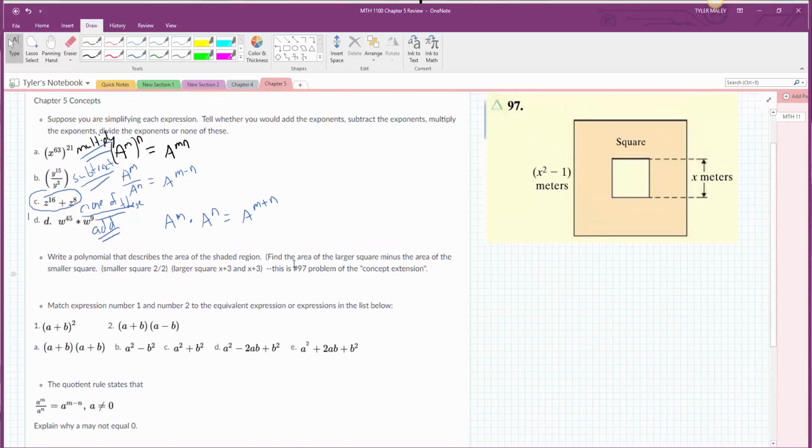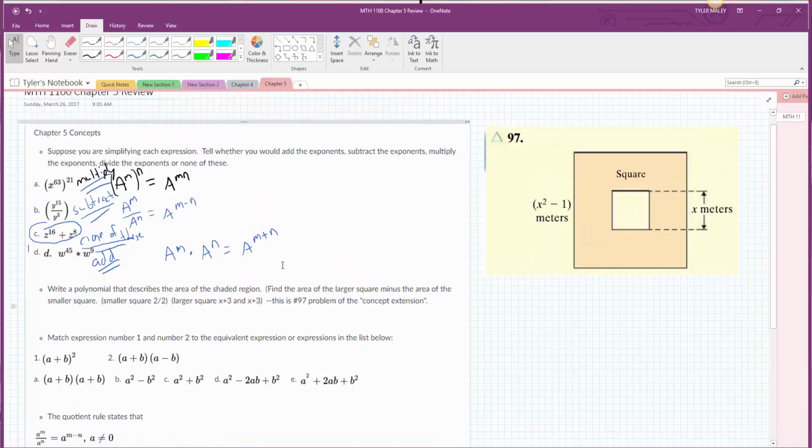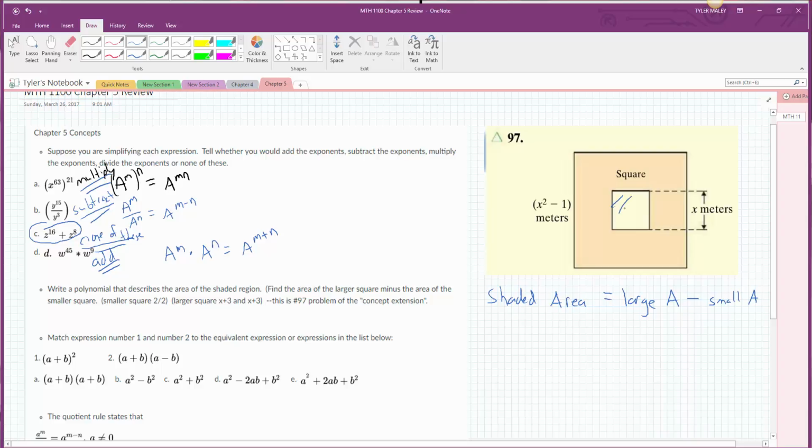So then another question someone had asked about was basically how to solve this problem, number 97, right? We're trying to find the shaded area in this figure. To find the shaded area, I would need to take the large area minus the small area, right? Where this is the small area, and this is the whole.